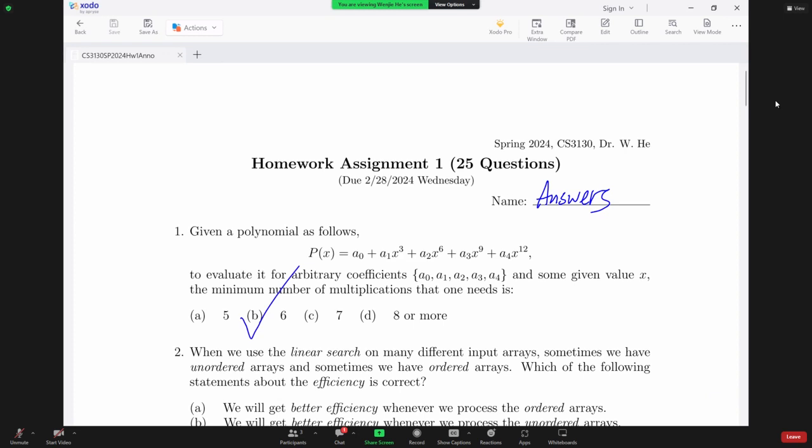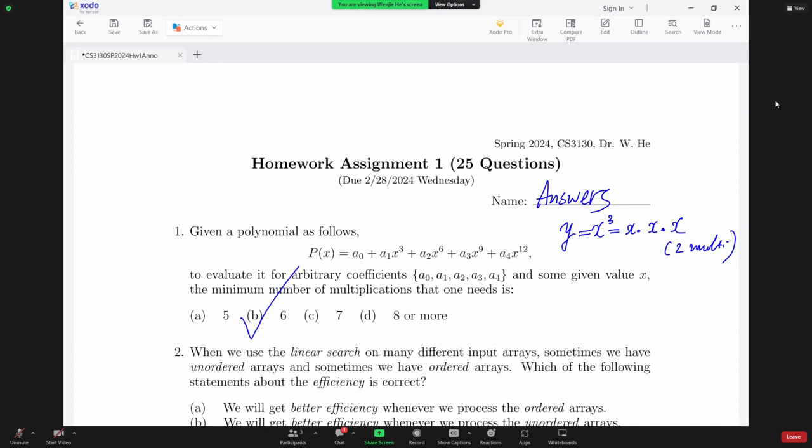All right. So these 6 multiplications. We can easily see why 6. First, to calculate x cubed, we need 2 multiplications. Then, after that, let me use y to represent the x cubed value, because this value we want to reuse as much as we can.